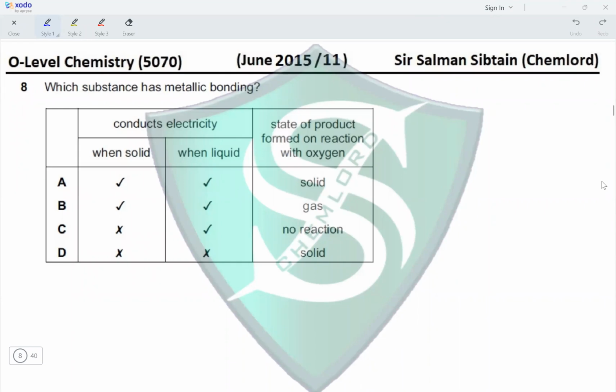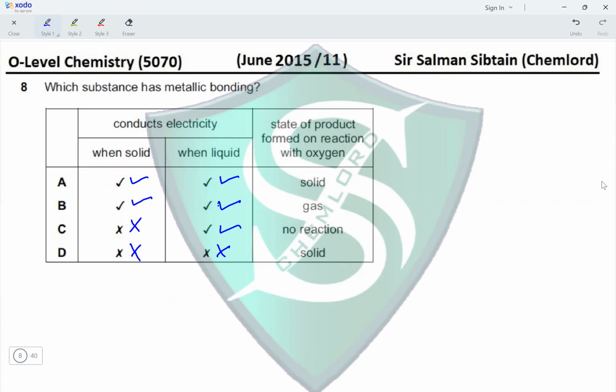Question 8. Which substance has metallic bonding? A metal would have metallic bonding. Okay, so metal would conduct electricity in the solid state and a metal would also conduct electricity when molten. So this eliminates options C and D because both of them say that the metal does not conduct electricity in the solid state. So they have been eliminated.